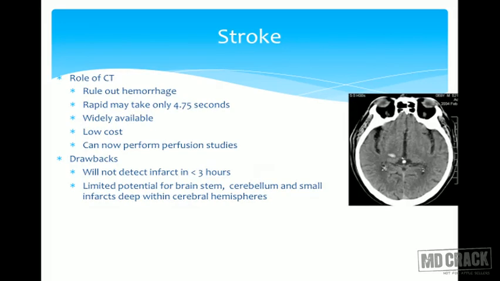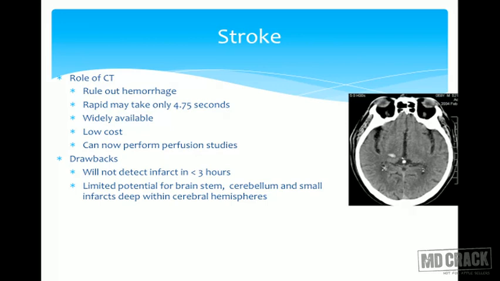So, what is the role of CT in stroke? It rules out hemorrhage, and it is rapid, quite fast, and may take only a few seconds. It's widely available, low cost, and can now perform perfusion studies. What are the drawbacks of CT? It will not detect an infarct in less than 3 hours, and has limited potential for brainstem, cerebellum, and small infarcts deep within the cerebellum.